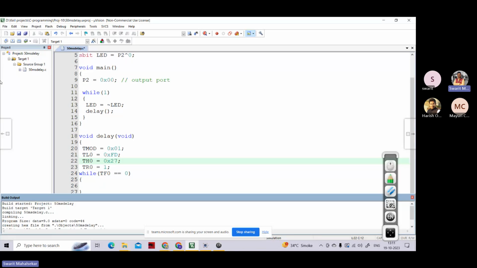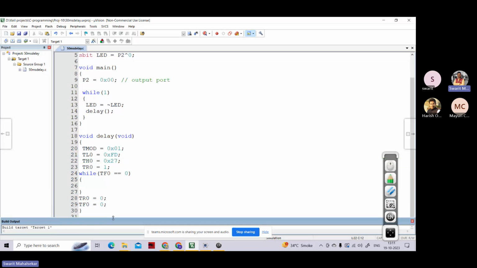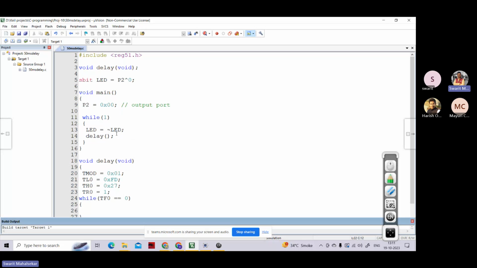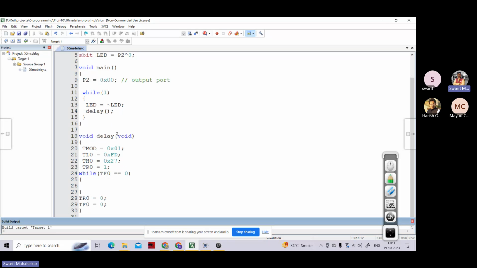Now let me compile it. You see, zero errors and zero warnings. Now we are going to burn this code. Whenever you build this program, each and every time the hex file which I showed you gets updated, so those values have been updated in the timer 0 register.